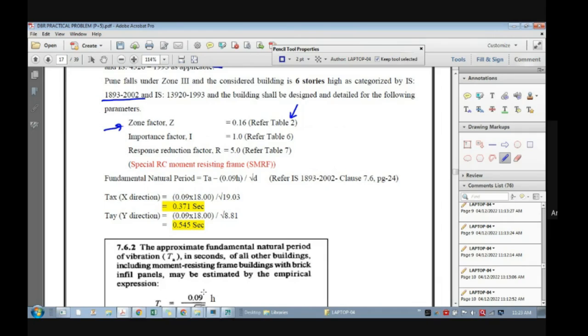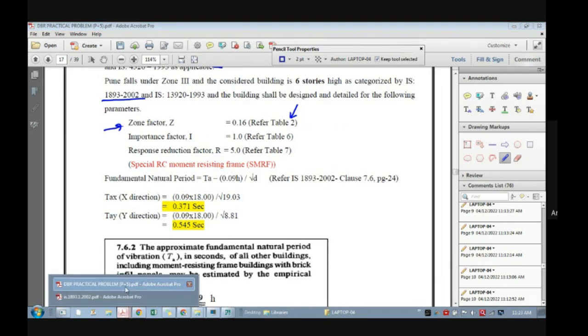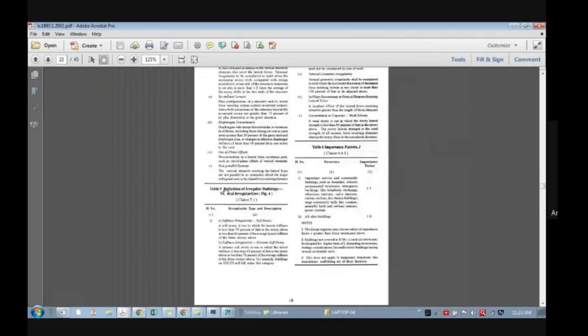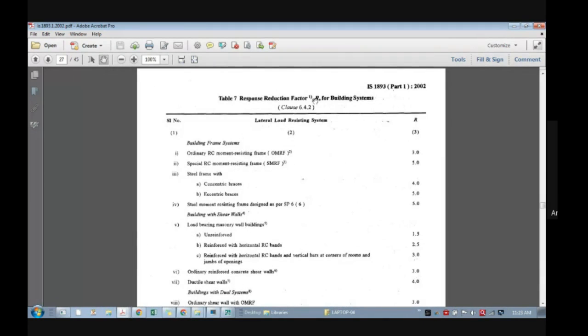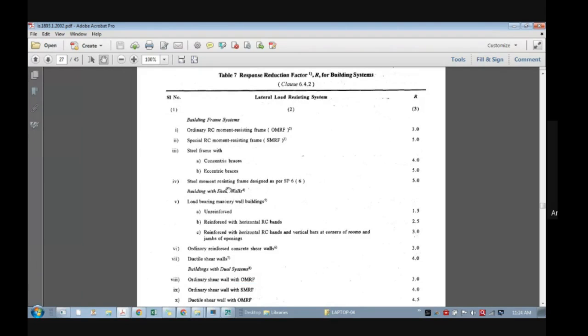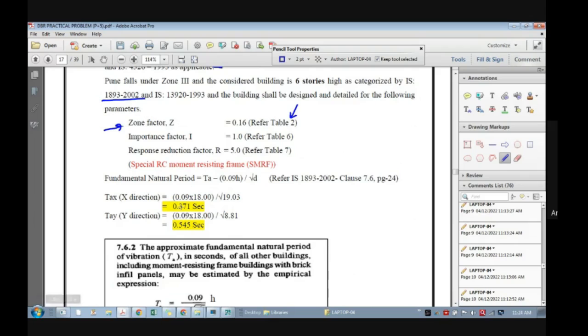Why is it 5? Does everyone know? Table number 7. See, I don't expect that you should understand if you are very new, but at least you should know how I'm getting the information. Now, the response reduction factor is 5 for a special moment resisting frame, SMRF. This is nothing but if you are using shear walls and moment resisting frames, then we can use 5. And if you are using ductile detailing code, that's why here it is special RCC moment resisting frame, 5.